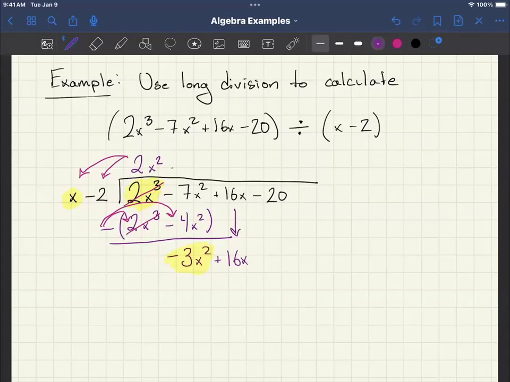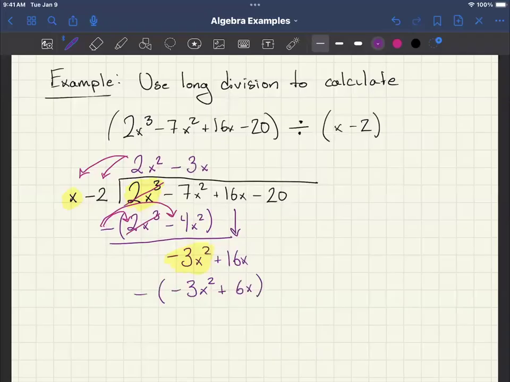So we're definitely going to have to multiply by a negative 3. We need 2 x's, so we need to multiply by another x. And we are again going to multiply this negative 3x by both terms of our divisor. So that's going to give us negative 3x squared. And then negative 3x times negative 2 is going to be positive 6x.